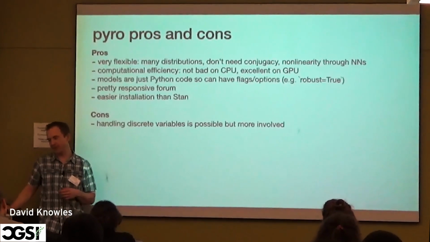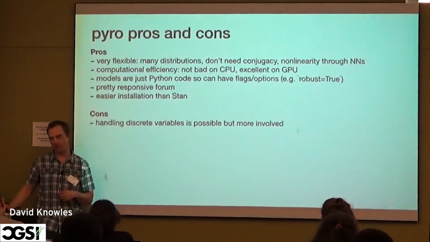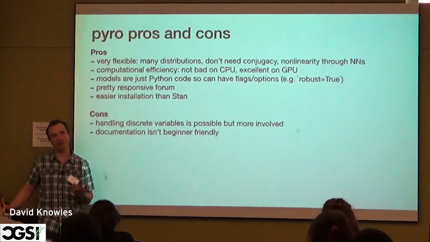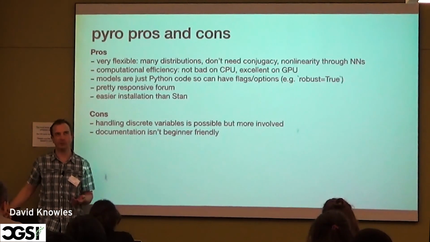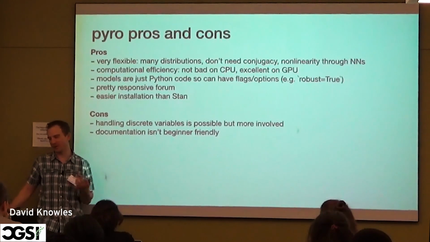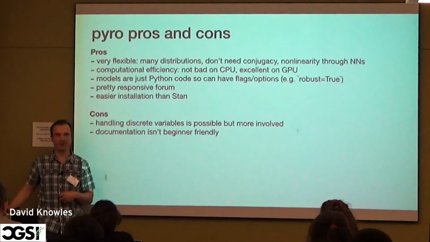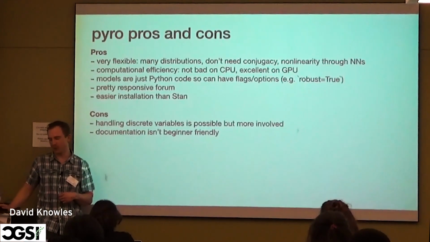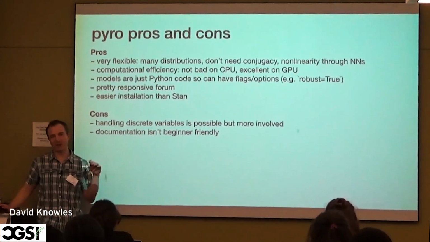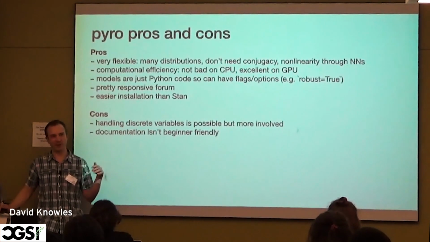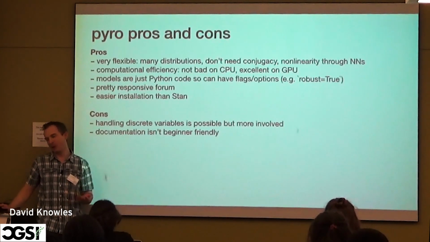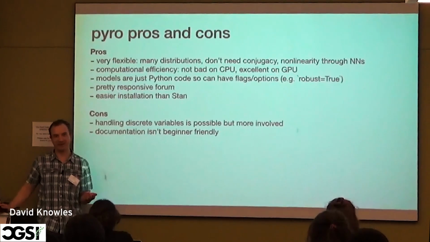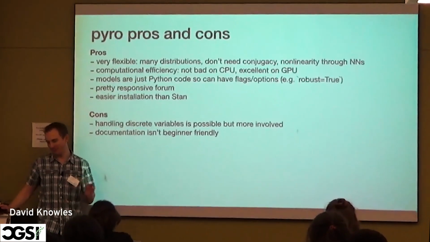In terms of cons, handling discrete variables is possible, but more difficult than continuous variables, and it sort of inherits that from the deep learning approaches. It's based around stochastic gradient descent. I'd say the documentation is not beginner friendly. The Stan documentation is actually much better from that point of view. The documentation feels like it's targeted towards machine learning researchers who want to come up with the next latest and greatest thing in stochastic variational inference, rather than practitioners who have an actual data analysis problem they want to solve. But I think it is actually really good for the latter set of people, so I would encourage you to give it a go anyway.